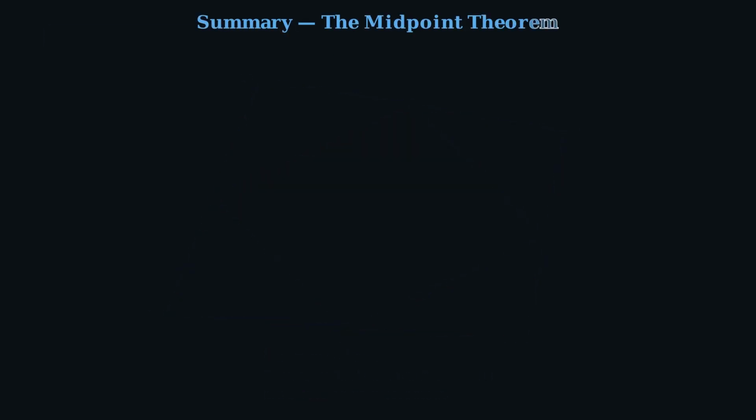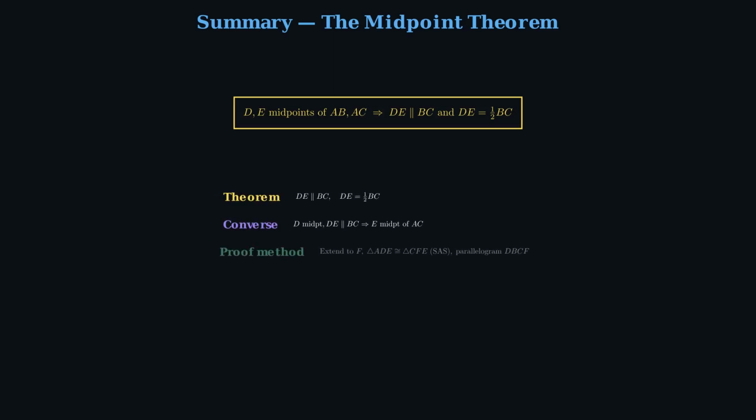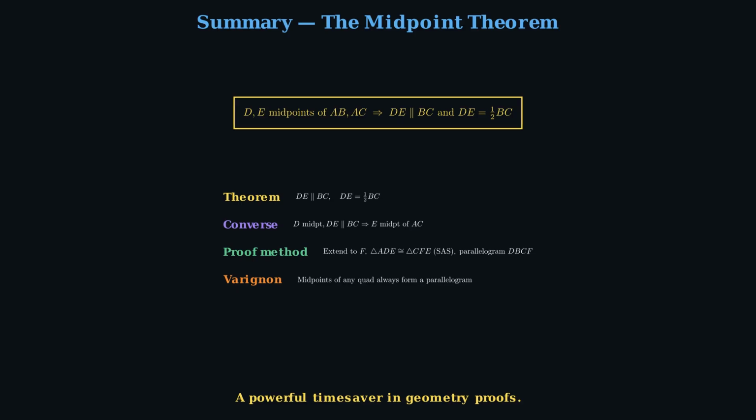Summary of the midpoint theorem. The main result. In triangle ABC, if D and E are midpoints of AB and AC, then DE is parallel to BC and equals half of BC. The converse. A line through a midpoint parallel to the base hits the third side exactly at its midpoint. The proof constructs point F by extending DE. It proves triangle ADE is congruent to triangle CFE by SAS. Then shows DBCF is a parallelogram. And the beautiful application. Varignon's theorem says that connecting the midpoints of any quadrilateral always gives a parallelogram.